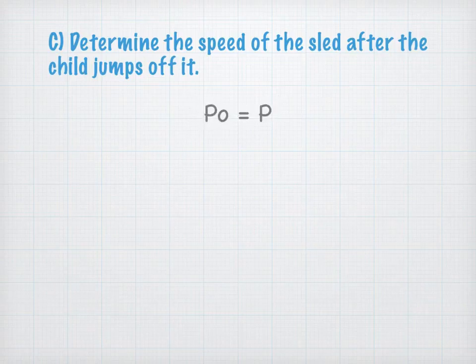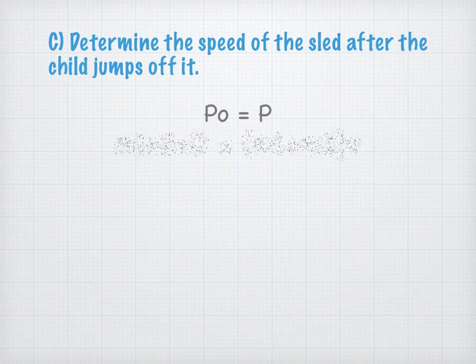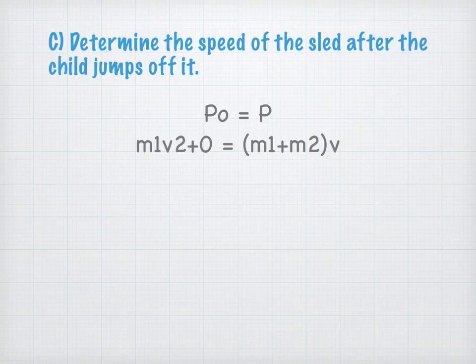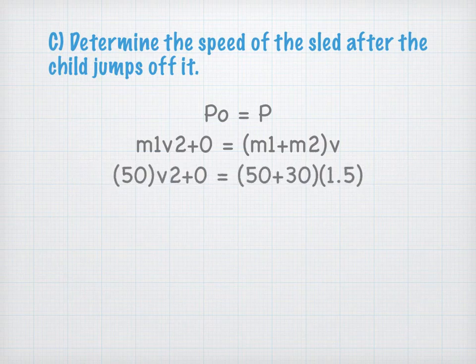You're going to use the momentum conservation formula again, which is P naught is equal to P, and this formula will break down into the equation m1 times v2 plus 0 is equal to m1 plus m2 times v. You're going to plug in the numbers. m1 is 50, m2 is 30, and v is the velocity which you solved for in part A, 1.5, and you're going to solve for velocity v2.